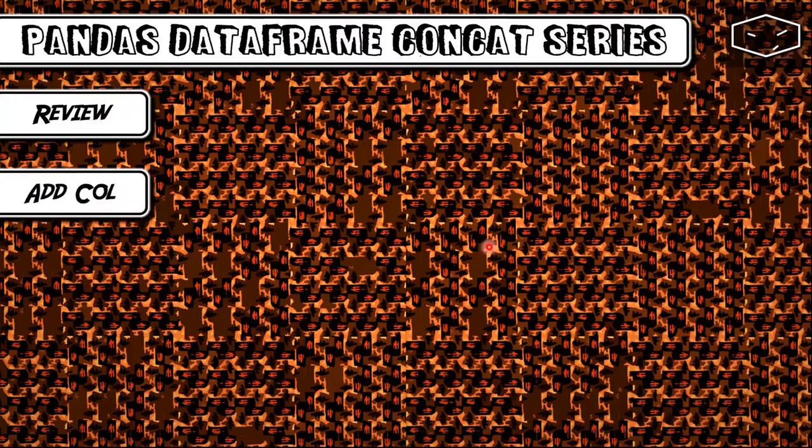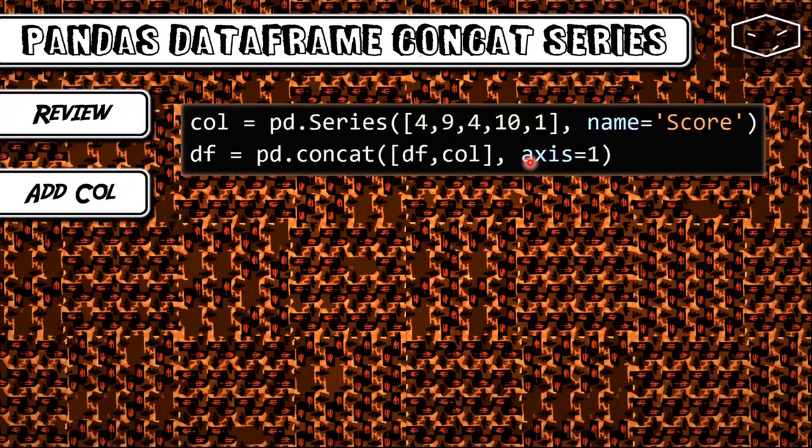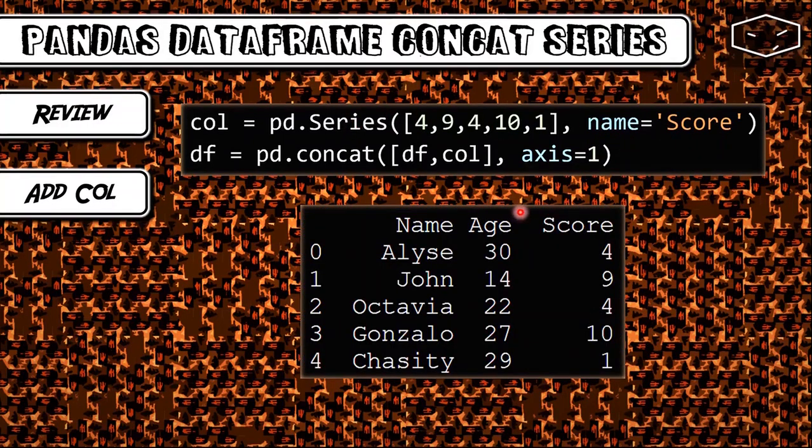To add as columns, we just needed to specify the parameter axis equals 1. 1 is columns, 0 is rows. Also, we gave the name score to the series, so at the end we got this result where the new column has the name score.